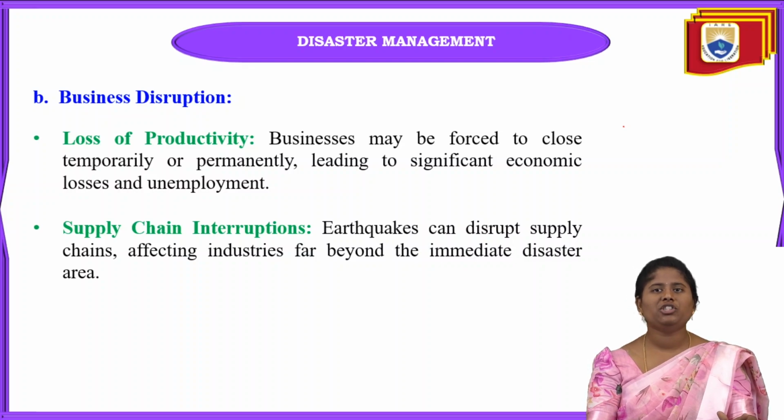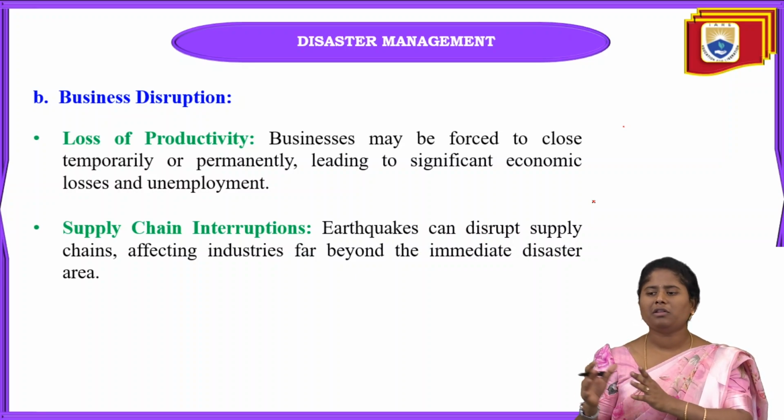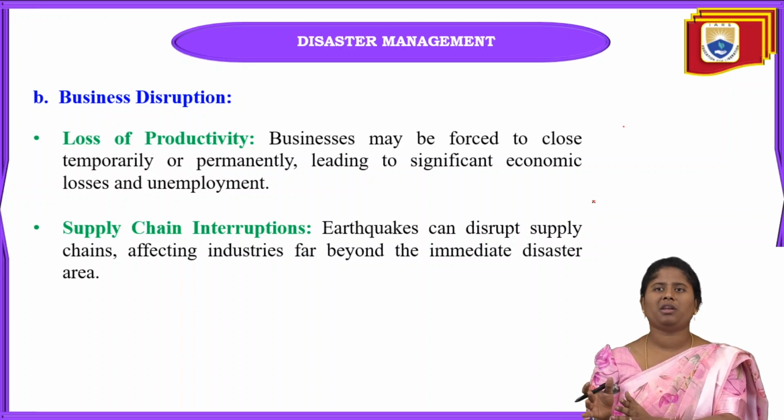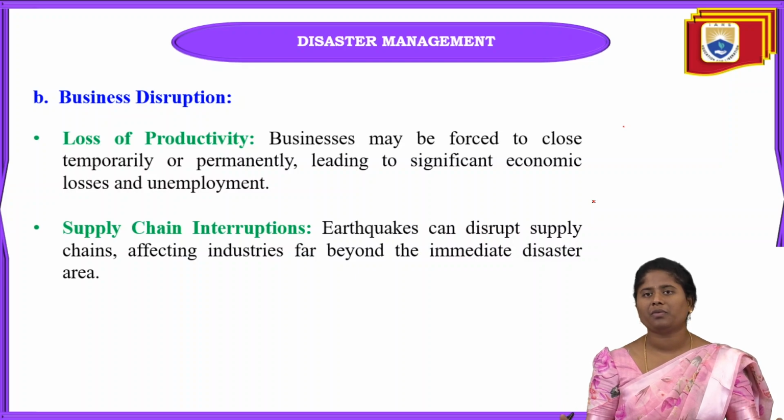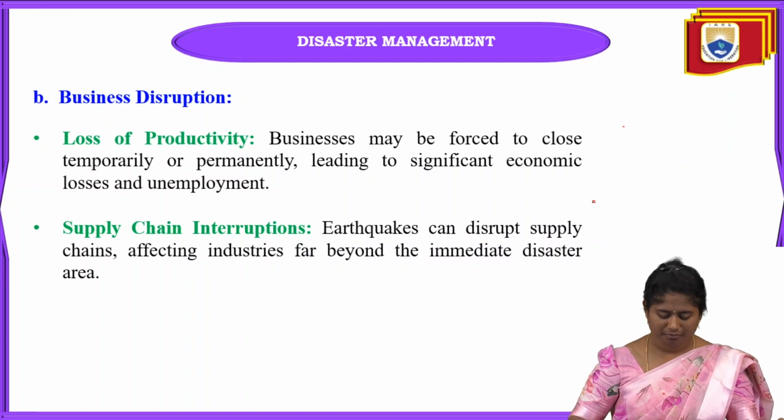Next one is supply chain interruptions. These earthquakes can disrupt the overall supply systems, meaning industries may be affected beyond the immediate disaster area. Why? Because after manufacturing a product, people store it at some factory or some area. When these earthquakes occur, so much product loss will be there. So the supply chains for these industries will be very much disrupted at that time.